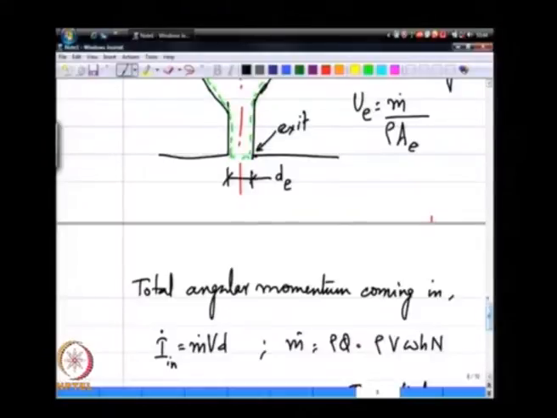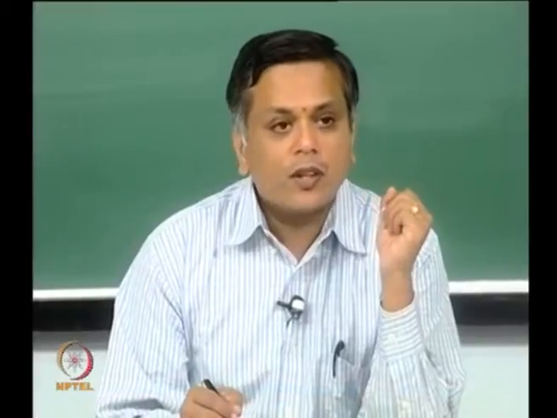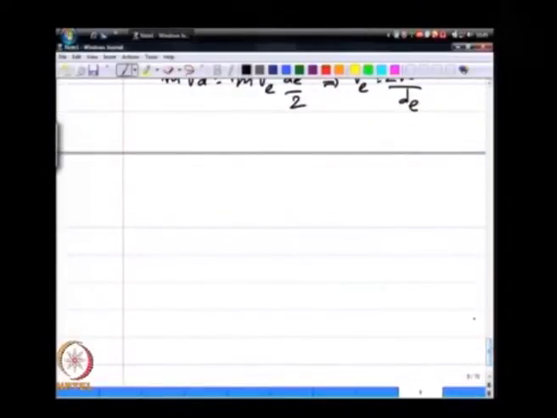The only problem here is A e is not equal to pi d e squared over 4. Okay, this is where the design process gets a little complicated. A e is the exit area available for the fluid flow, and because you have a swirling flow, there is no guarantee that the entire cross sectional area is flooded with the liquid. Okay. So, in order to understand this, we will go back to our container rotating problem and see if we can make sense of it.